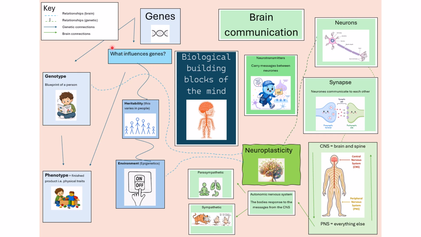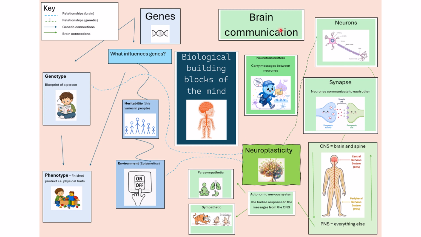I've put this part here, what influences genes, because genes are not a fixed thing and they can actually be influenced by different things. So two main things here, heritability, which is the variation in a trait within a population. So that's represented by these different little people here. And then the environment, so represented by the on-off switch. So genes, this represents the idea that genes can be switched on or off. So depending on the environment, it's influencing how genes are expressed and actually doesn't change the DNA sequence itself.